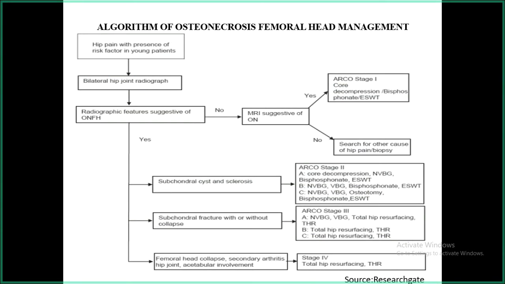If the patient is too young, then you can think of femoral head salvage surgeries like osteotomy, varus or valgus osteotomy or McMurray osteotomy. If the patient shows subchondral fracture with or without collapse, and is too young, then you can plan for non-vascularized bone graft. If the patient is middle-aged to old age, then you can plan for surface replacement or total hip arthroplasty. If the radiograph or stage shows femoral head collapse, secondary arthritis of the hip joint as well as acetabular involvement, then you can directly do total hip replacement.